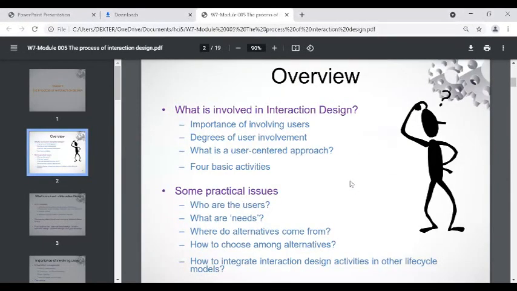So the overview: what's involved in interaction design? The importance of involving users, degrees of user involvement, what is a user-centered approach, and the four basic activities. Then some practical issues: who are the users, what are the needs, where do alternatives come from, how to choose among alternatives, and how to integrate interaction design activities in other life cycle models.